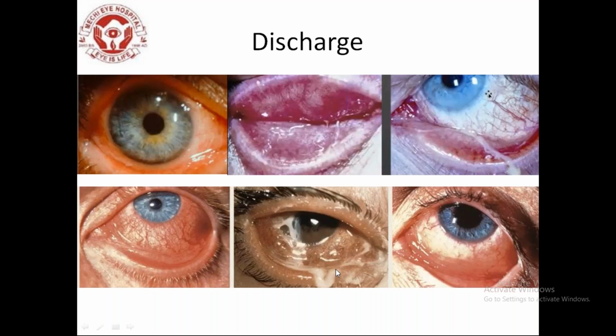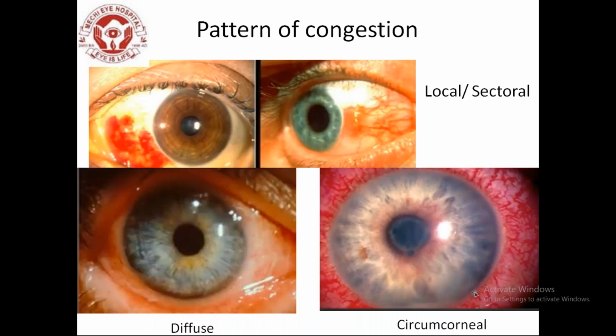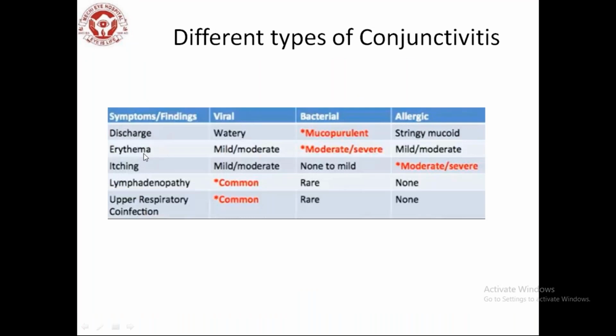So while looking for the different types of conjunctivitis, we should see the discharge, whether it's watery, mucopurulent, or stringy. In viral it's watery, bacterial it's mucopurulent, in allergic it's stringy mucoid, rope-like. In erythema, viral it's mild, and in bacterial it's moderate to severe. In allergic, mild to moderate. And itching is the characteristic of allergic conjunctivitis, and lymphadenopathy is characteristic of viral, and upper respiratory tract co-infection is found usually in the viral infection.